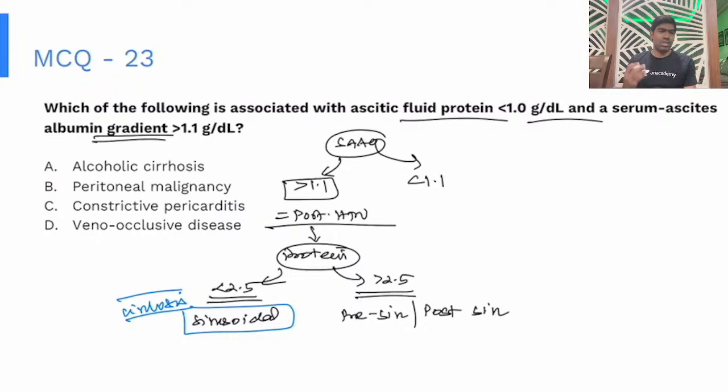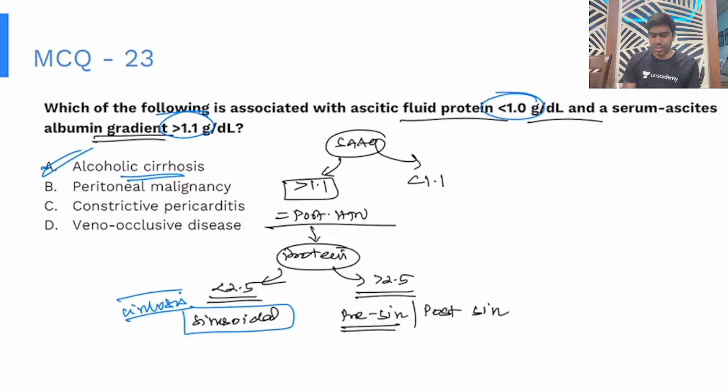Our textbooks use a term called late Budd-Chiari syndrome, because late Budd-Chiari syndrome patients are also going to manifest like cirrhosis only. Of course, the right answer for this question is cirrhosis, because the ascitic fluid protein is less than 2.5 and the SAG ratio is more than 1.1. That itself tells that the patient actually has alcoholic cirrhosis over here.